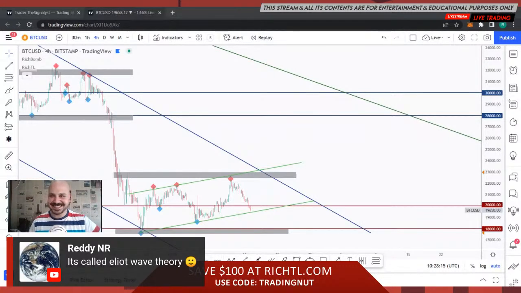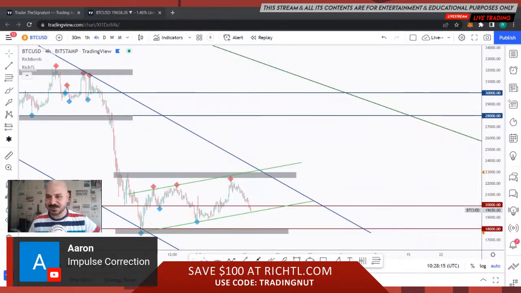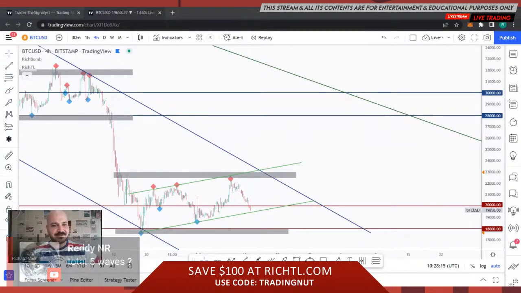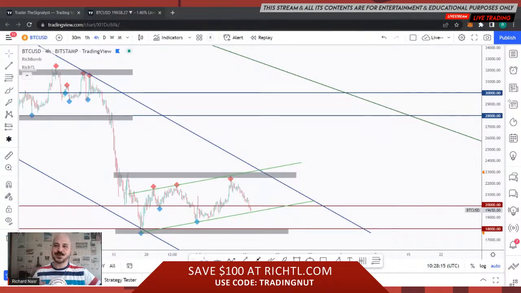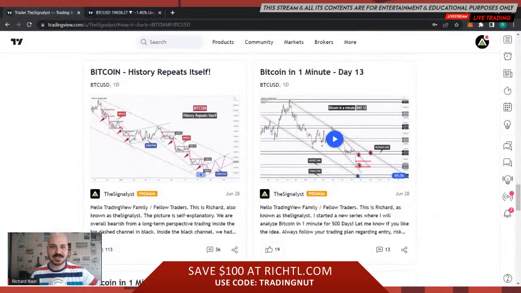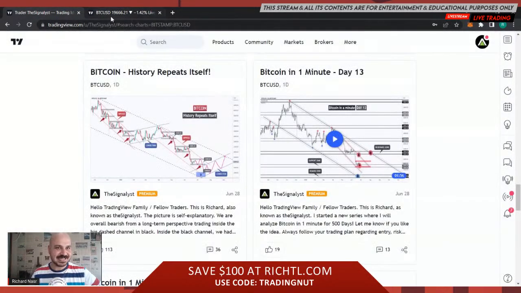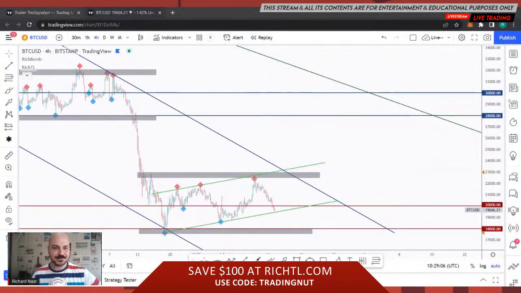Yes, exactly. It's called Elliott waves, of course, impulse correction, total 5 waves. I just showed you the exact previous analysis, the previous cycle, if you want to call it, which is this one, right? So here we go, following the same logic, and then let's see how it goes. But yeah, exactly, guys, as you mentioned.